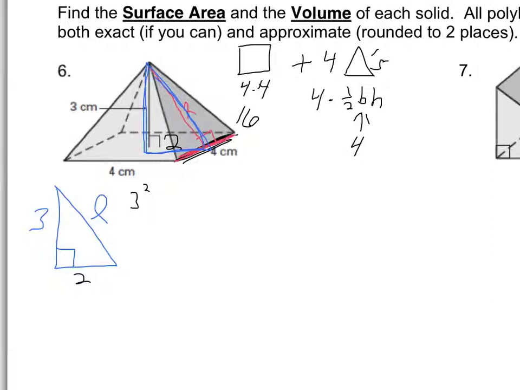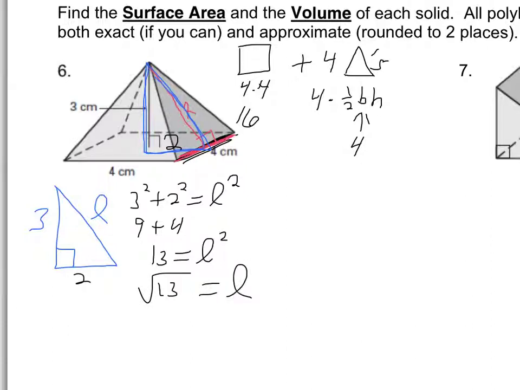So using the Pythagorean theorem, we have 3 squared plus 2 squared equals L squared. So that's 9 and 4, which makes 13. And then you take the square root, and we just have square root of 13. You can't really simplify that anyway. So now I'll go ahead and write that up here.